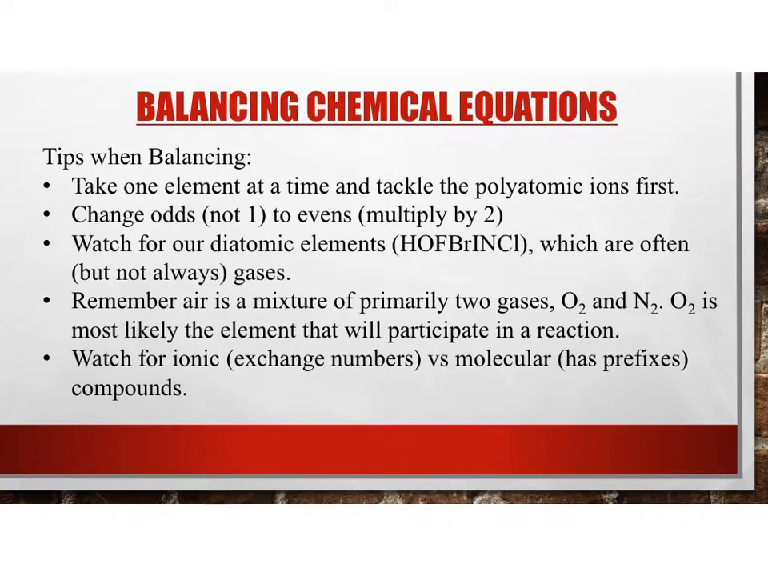Something to watch out for is those diatomic elements, the Hofbrinkel twins. They're often, but not always, gases. And then remember, air is a mixture of primarily two gases, oxygen and nitrogen, but oxygen is the one that's most likely to participate in a reaction. And finally, watch out for your compounds. When you have an ionic compound, so one that includes a metal, you need to exchange those numbers. Remember, you gotta balance out the charges. And then the molecular compounds, those covalent compounds, are the ones that have the prefixes.